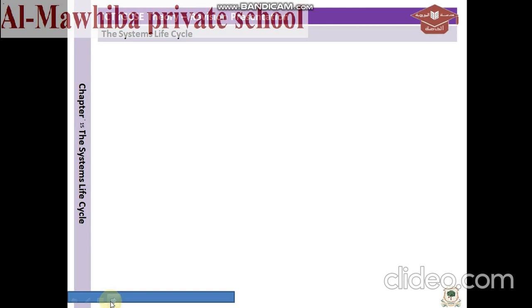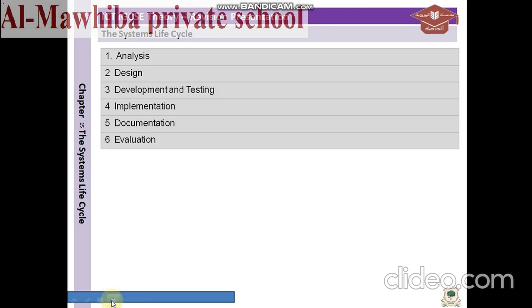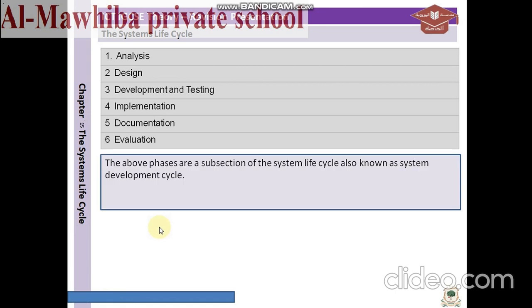So, a system life cycle involves 6 main stages. What are they? They are analysis, design, development and testing, implementation, documentation, and evaluation. We can describe each of the stages in detail. These phases are the subsections of the system life cycle. We can also call it the system development cycle.